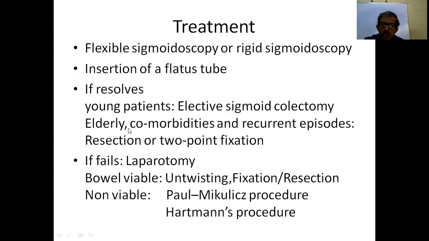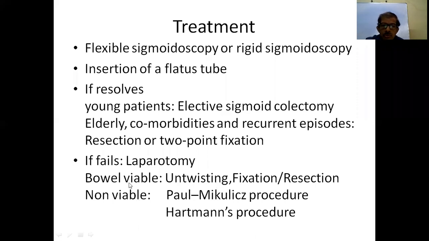But in the elderly also, if there are comorbidities and recurrent episodes, then you can do a laparotomy and fix it. But sometimes that fixed point may become a lead point. So you can resect, provided you improve his general condition, right? Then if the conservative methods fail, you have to do a laparotomy. If it is viable, you can untwist, then either fix it or resect it. Whereas if it is not viable, you should never try to untwist.